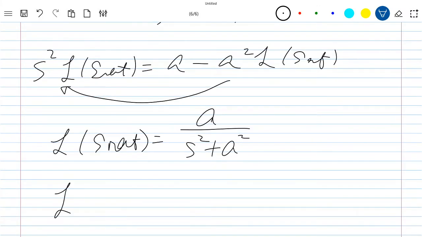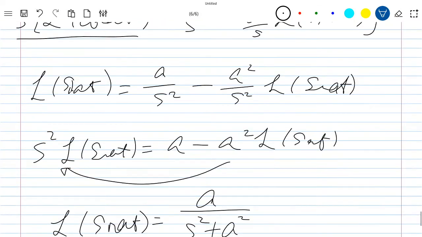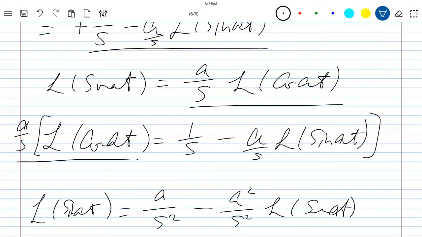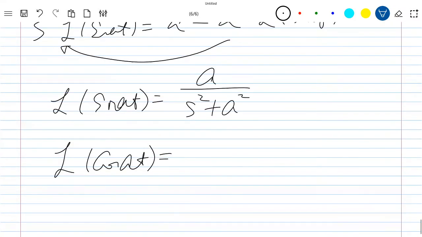And similarly, you can have cosine at, and actually you can do it directly because we know a simple relation. If you know L of sine at, you can just multiply by s over a to get the cosine part, right? s over a times it. Alright, that's our pair. The denominator is s squared plus a squared, and the numerator is a and s.